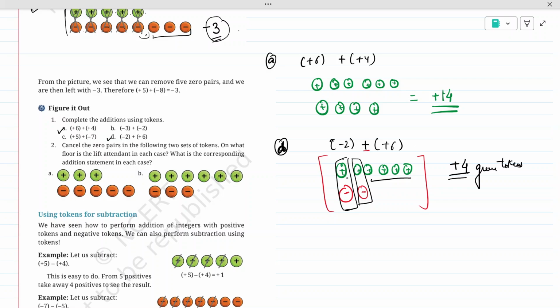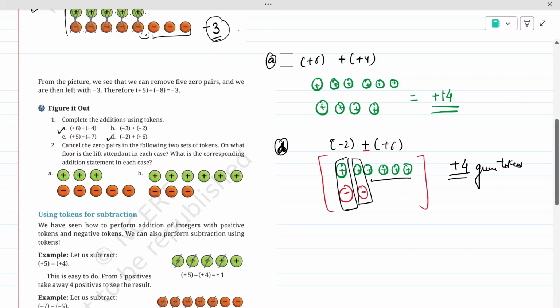So how do we do it, kids? It's very easy. Just write down the type of coin and the number of coins we have, and then we have to see how many zero pairs are there. We will remove the zero pairs and the value which is left is the answer. Now the second question is to cancel the zero pairs in the following two sets of tokens. On what floor is the lift attendant in each case? What is the corresponding addition statement in each case?